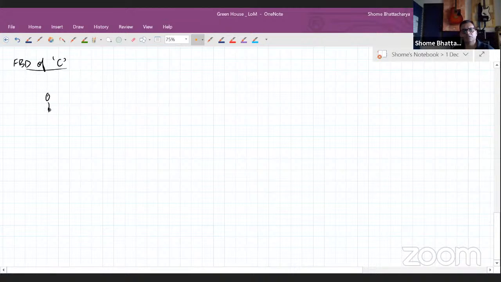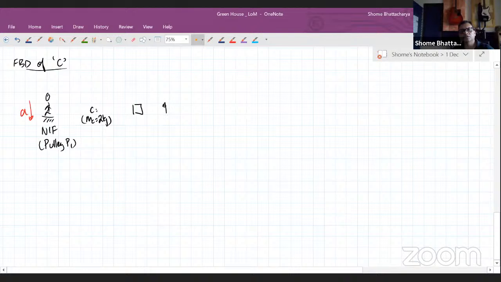This one also we'll be making in the non-inertial frame of the pulley P1, which is going down with that acceleration A. So in this frame, the block C, which had a mass of 2 kg, has a relative acceleration of A prime upwards. So A prime is the upward acceleration of the block C with respect to the pulley P1. That is that A prime.